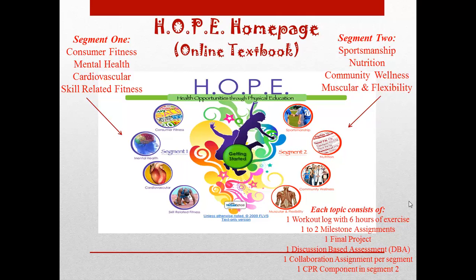Each topic is laid out the same way. Each topic consists of 1 workout log with 6 hours of exercise, 1 to 2 milestone assignments, and 1 final project. There is also a discussion-based assessment, or a DBA, for each of those topics. There is 1 collaboration assignment per segment, so there's 1 for segment 1 and 1 for segment 2. And there is a CPR component in segment 2, which can be completed at any time during the course.